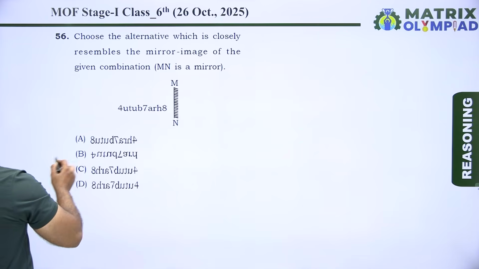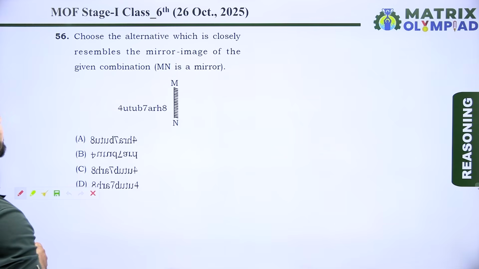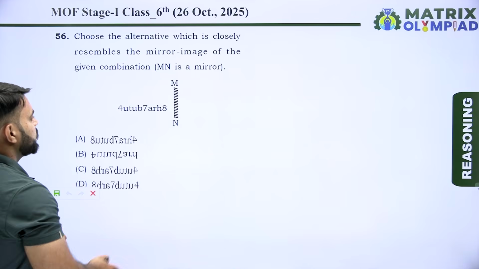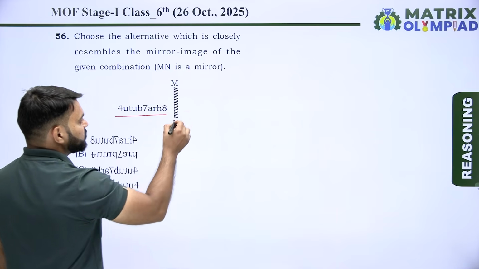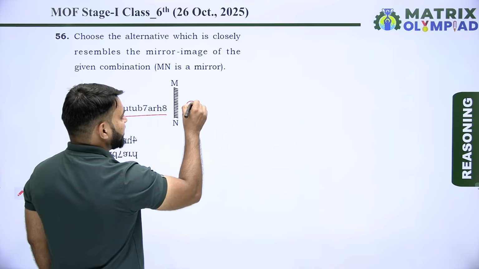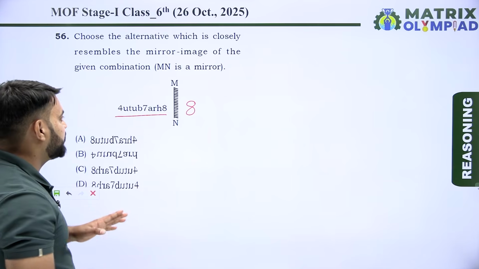Let's move on to the next question. So now the next question is question number 56. Choose the alternative which closely resembles the mirror image of the given combination. MN is a mirror. So now find the mirror image of the given combination. So first find the mirror image of 8, because 8 is near to the mirror, so it will remain near to the mirror in the mirror image.